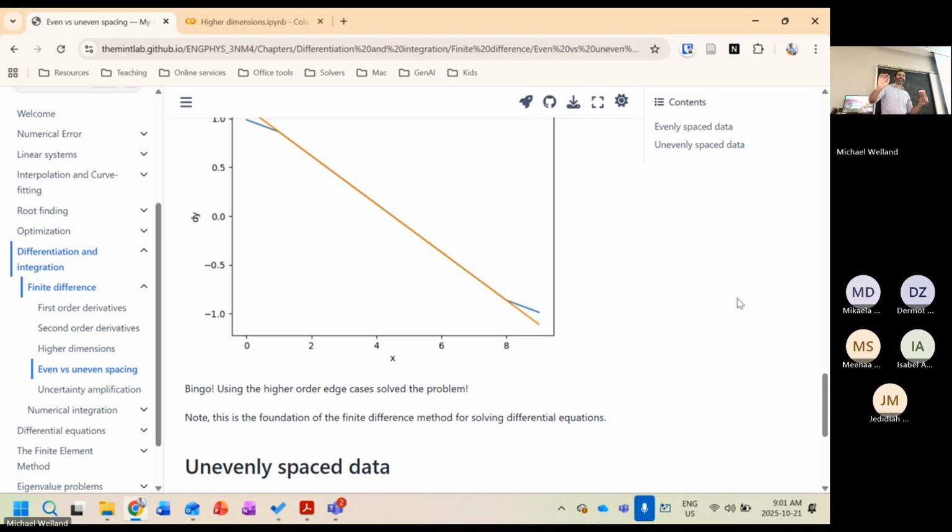But which, if any, of the finite difference methods could we use for unevenly spaced data? Forward, backwards. Which? Can't use center. Anybody think you can use center?